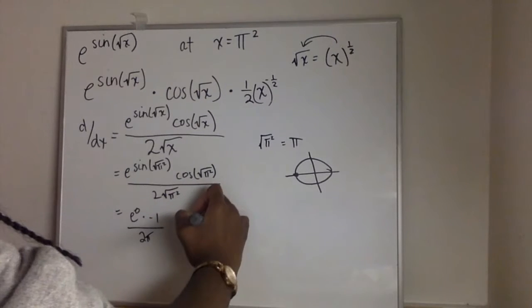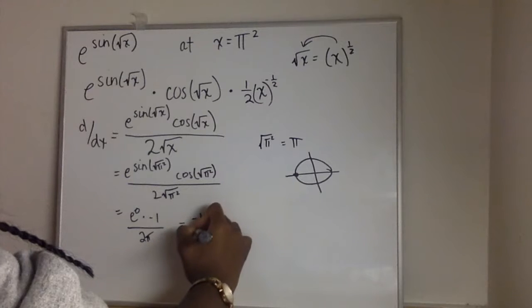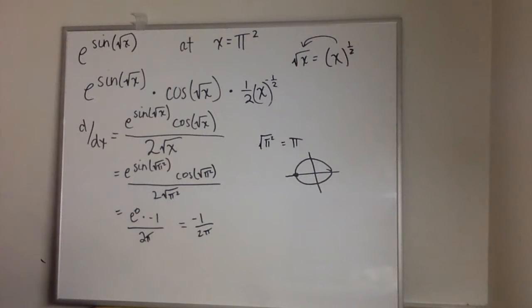E to the 0 becomes 1. 1 times negative 1 is negative 1, and we still keep 2 pi. So therefore, the derivative of e to the sine of square root of x at x equals pi squared is negative 1 over 2 pi.